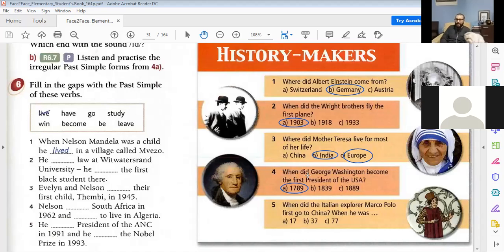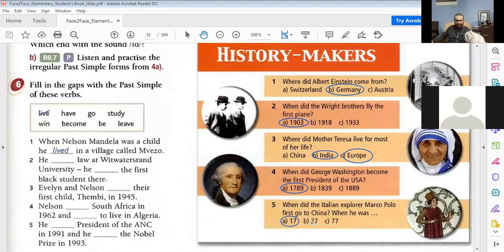Okay. Now, here we have the famous Italian explorer, Marco Polo. When did he first go to China? How old was he? 17. Yes, with his father and his uncle. Okay. So they went to China. The Silk Road. Yeah, the Silk Road. It's very famous.